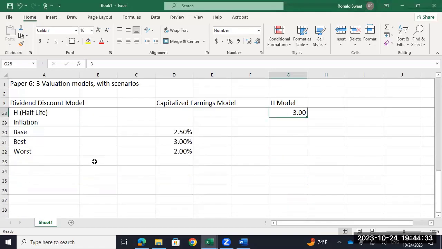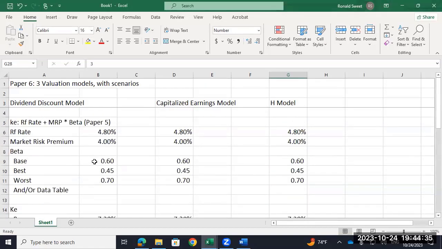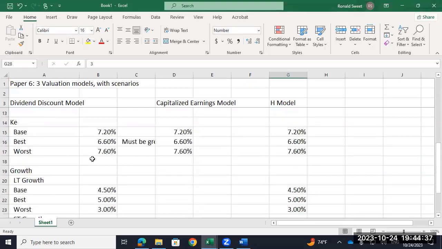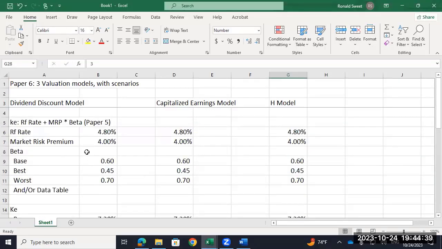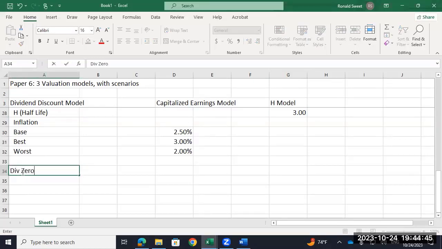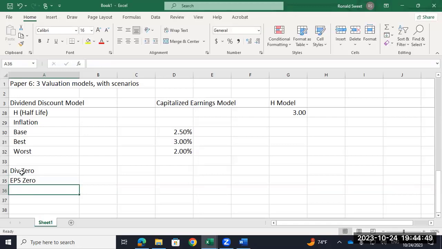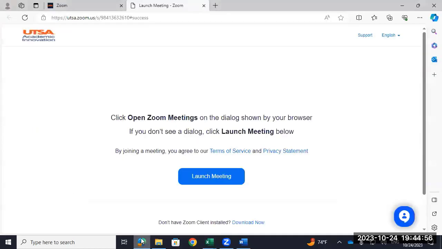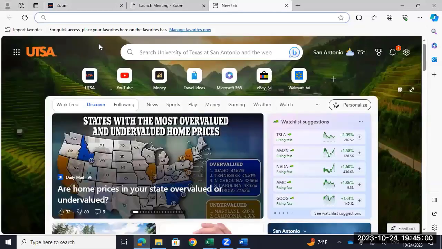So we've got our assumptions in there. You can organize it how you want to. I'm putting it in Excel like this. You don't have to necessarily do it this way. And then you need dividends 0. You need earnings per share 0. So how do you get dividend 0? Kind of depends on your company.